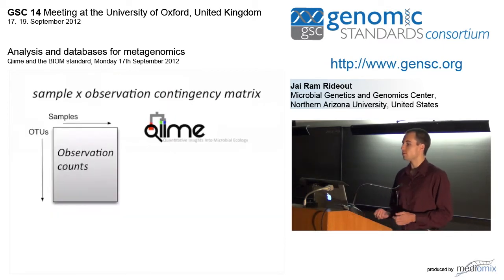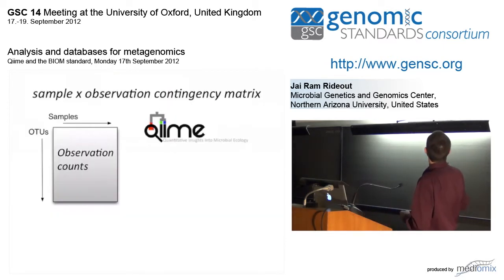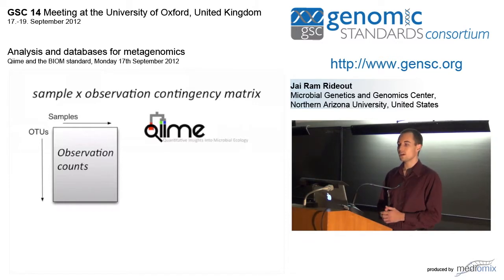And so what the OTU table looks like, it has, on one axis, samples, and on the other, OTUs. And the data it stores are observation counts, so you can see how many times a specific OTU was seen in a particular sample.